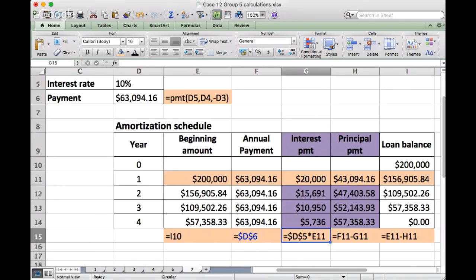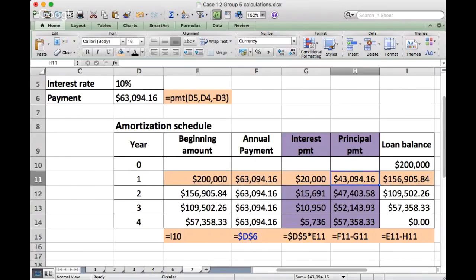So your annual payment is $63,094. That's anchored. The interest payment is just the interest rate, anchored because you're going to take 10% each time, times your beginning amount for that year. So for the first case, if you stop and think about it, 10% of $200,000 is going to be $20,000. It's a way to check your work. Then in the subsequent year, when you have a smaller principal amount, you're going to have a smaller interest payment.